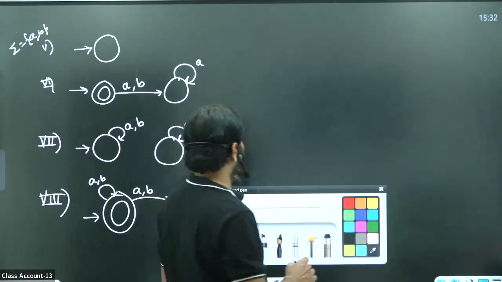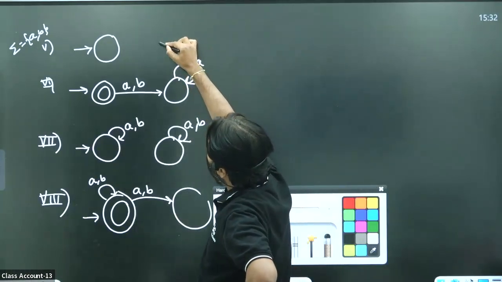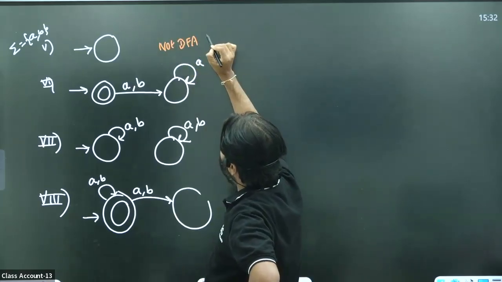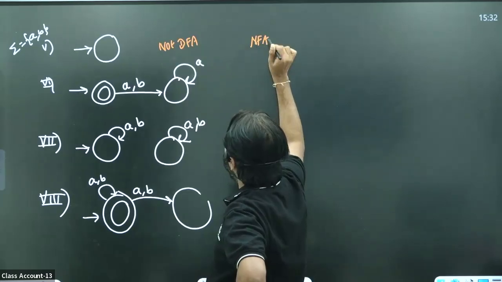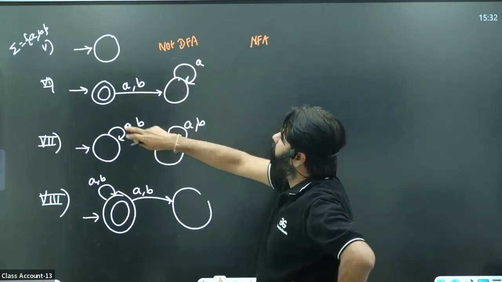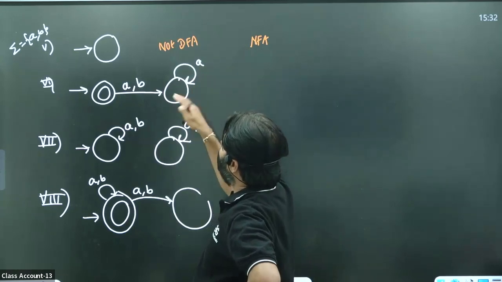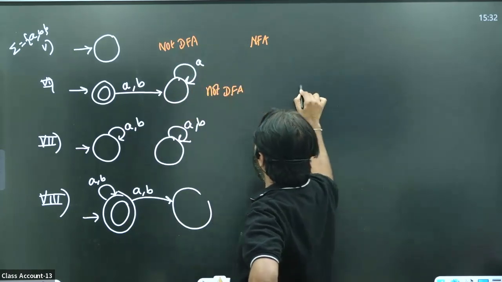Go ahead. Which is DFA, which is NFA? Is it DFA? No, it is not a DFA because A and B transitions are missing. But is it NFA? Yes, it is NFA. What about this? From this state on A and B one transition, from this one A is one transition, but B is not there, so it is not a DFA. But it is NFA.